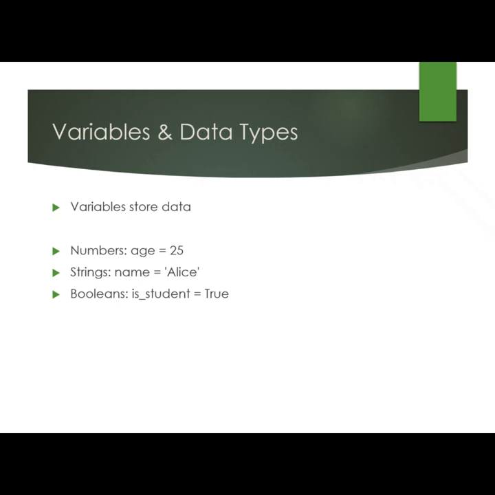Numbers, like age = 25. Strings, like name = "Alice". Booleans, true or false, like is_student = True. These data types help Python understand what type of information you're handling.